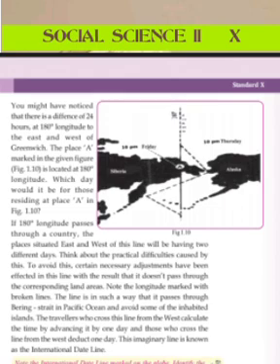Listen, next very important point. If the 180-degree longitude passes through a country, the places situated east and west of this line will have 2 different days.